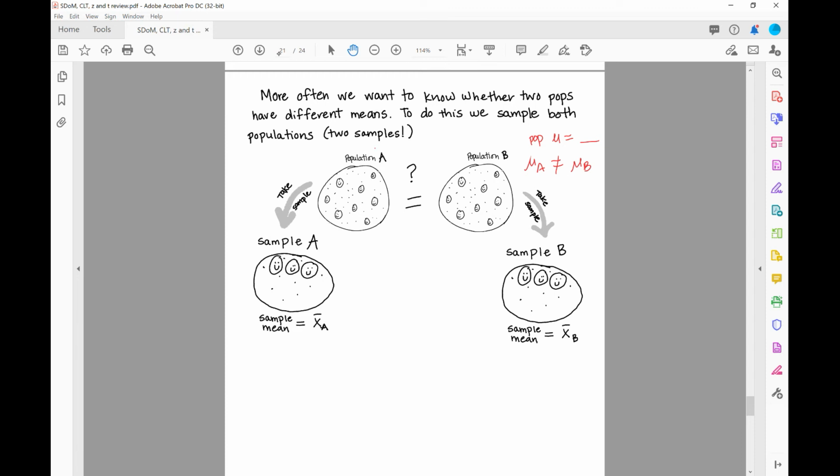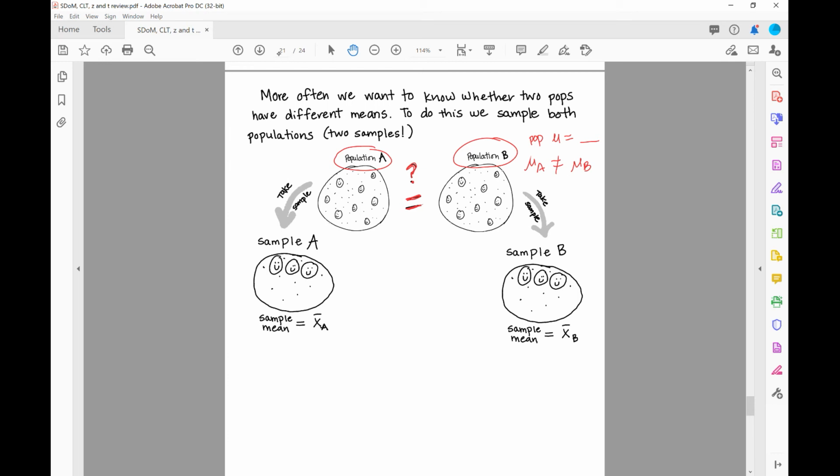So if we have population A and population B, and we want to know these two populations, are they equal on this thing or not equal? We don't know. Usually when we're asking this question, it's because we think they're not equal. We think there's a difference. Women score higher in depression than men do.